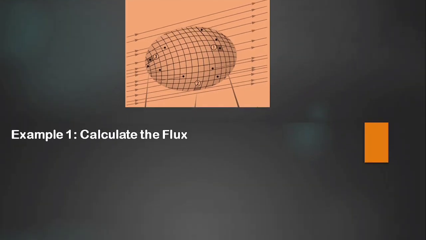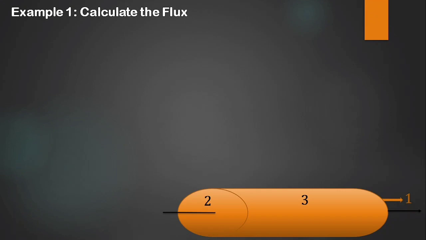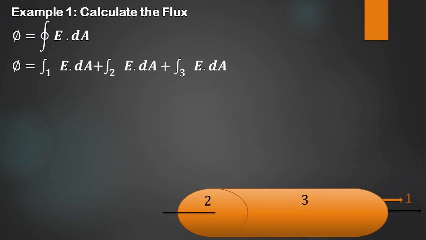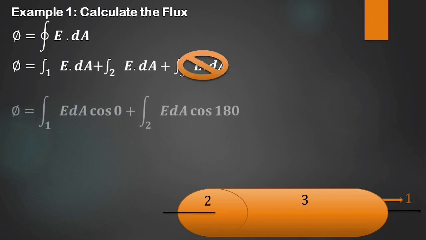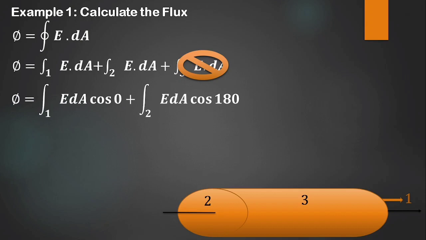To calculate the flux in that Gaussian surface, we have to calculate each integral and add them to each other. And since face number 3 is parallel to the direction of the electric field, therefore theta equals 90 degrees. So cosine 90 equals 0. Therefore, the third integral is cancelled. Looking at the other two integrals, we can see that the first face makes an angle of 0 degrees. So cosine 0 equals 1 and the other surface makes an angle of 180 degrees. So cosine 180 equals -1.